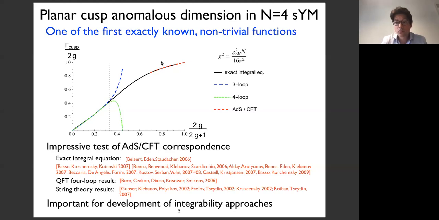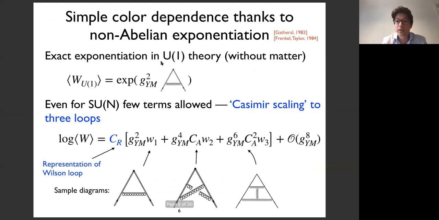And to get a feeling for this, let's start by looking at the perturbative Wilson loops. It turns out that Wilson loops are really fantastic for understanding the color dependence. So this is particularly simple in the abelian case. If we're just in QED but without matter, then Wilson loops exponentiate exactly. So the vacuum expectation value is just given by the exponentiation of the one loop diagram.